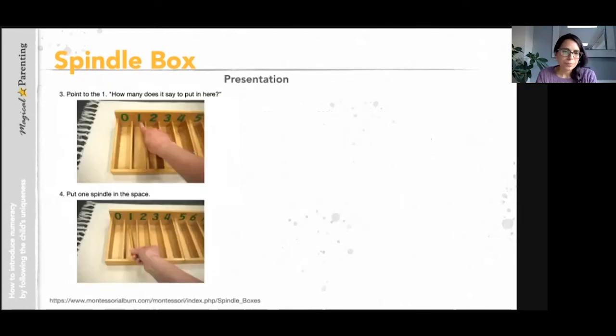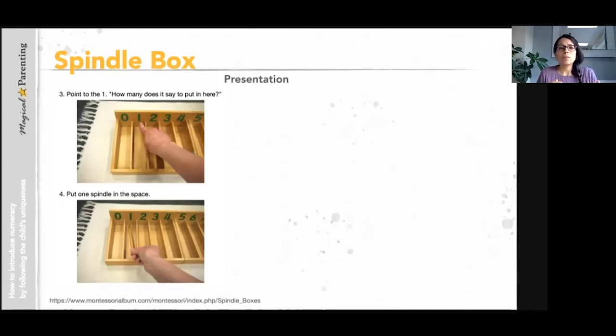So the presentation. You start by pointing at the first symbol, and the child should know already. So you will be saying, what is this? And they will say 1. Okay, so here we need to put 1 spindle. Do you want to put 1 spindle in number 1? So they will take 1 spindle and put it there. And then what is the next number? 2. Okay, do we want to put 2 spindles? So 1 and 2, and so on up to 9.